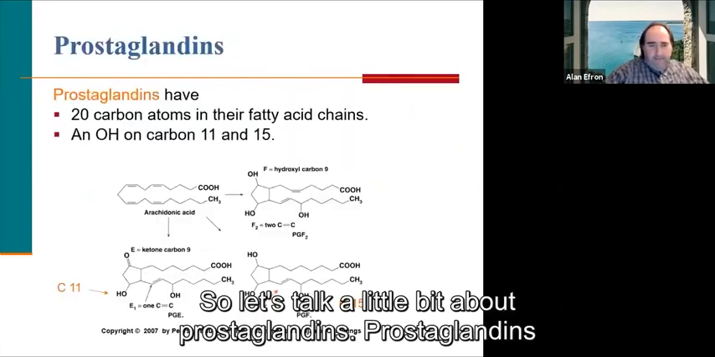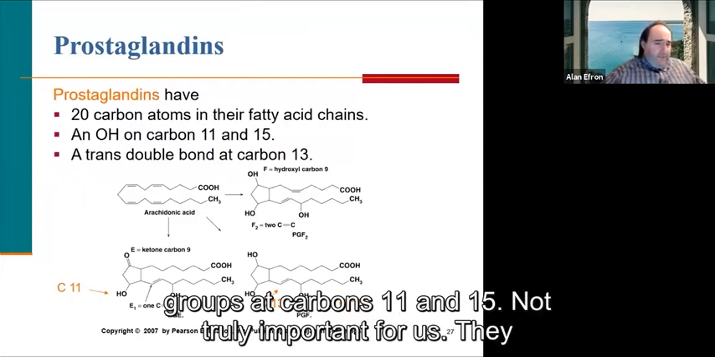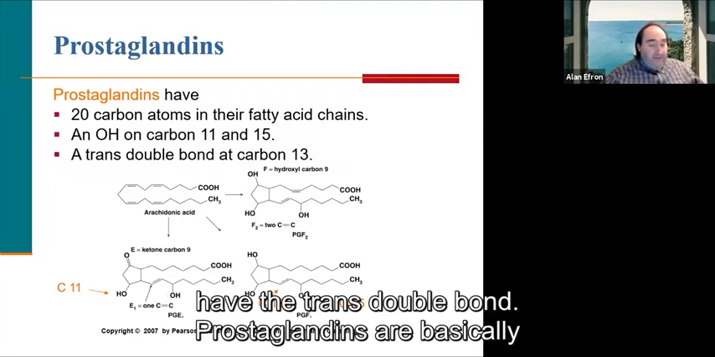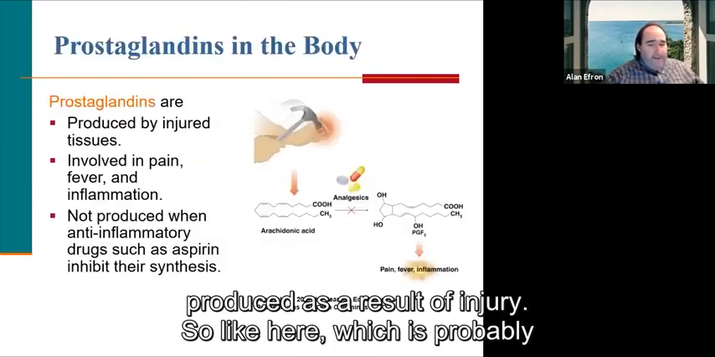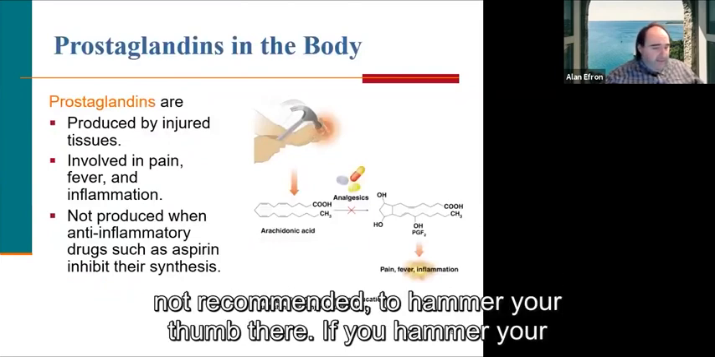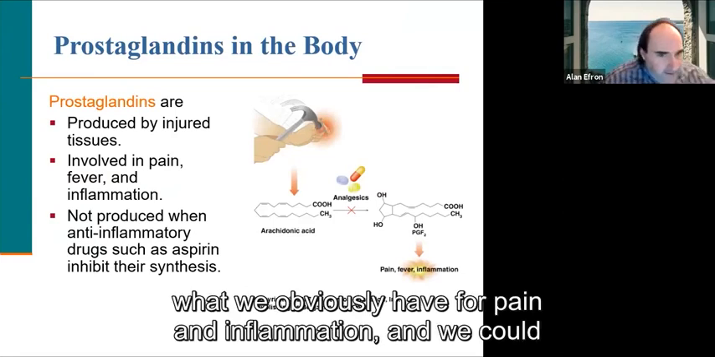So let's talk a little bit about prostaglandins. Prostaglandins have 20 carbon atoms in their fatty acids. They have some OH groups at carbons 11 and 15, not truly important for us. They have the trans double bond. Prostaglandins are basically produced as a result of injury. So like here, which is probably not recommended, to hammer your thumb. If you hammer your thumb, you're going to start to produce this. It's involved in what we have for pain and inflammation.